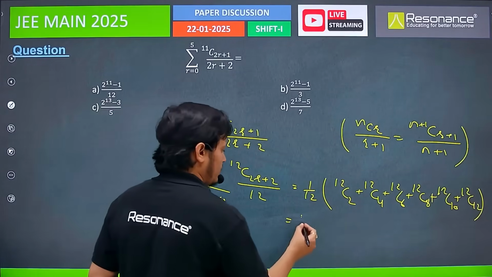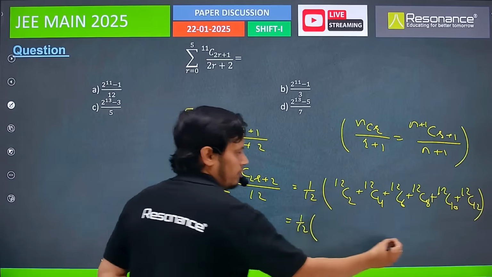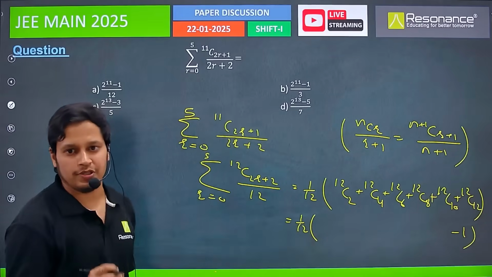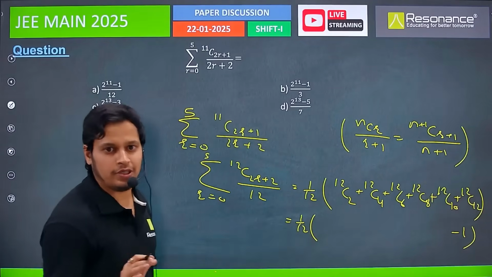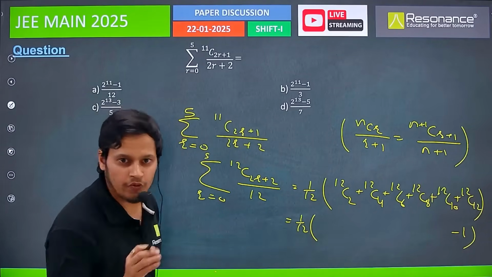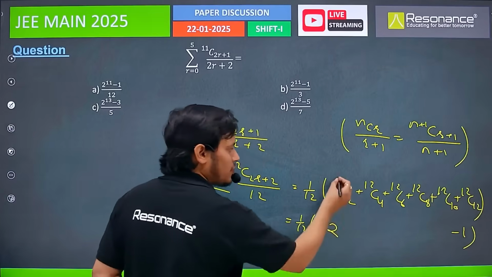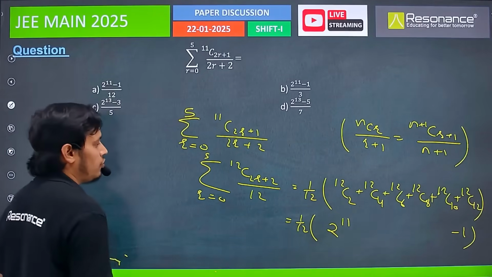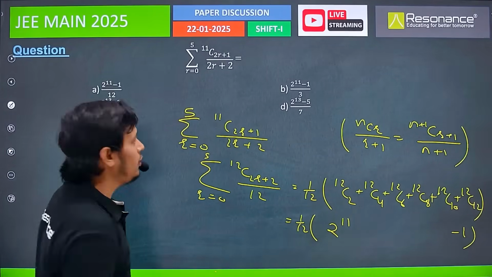If you add 12C0, then subtract 12C0. 12C0 is 1. Then 12C0 plus 12C2 plus 12C4 till 12C12 will be 2 power n minus 1. It means 2 power n minus 1, where n is 12 now. So what will it be? 11. Okay, so what you got is (2 power 11 minus 1) by 12.